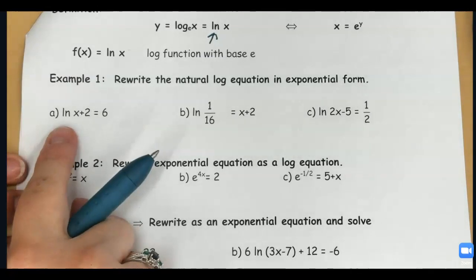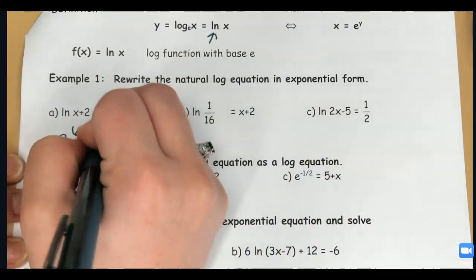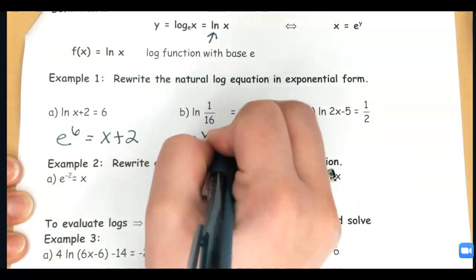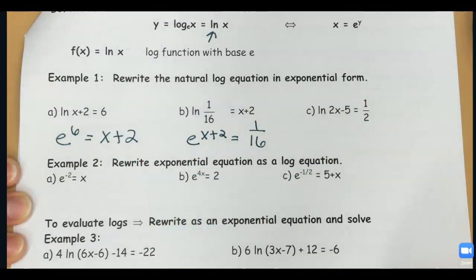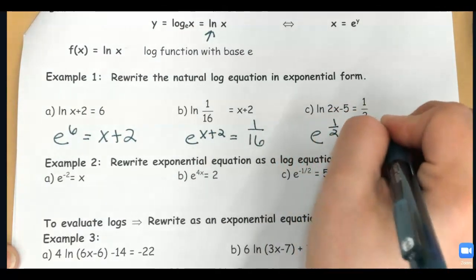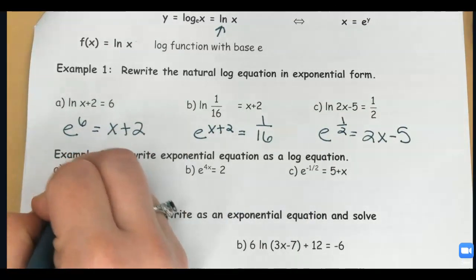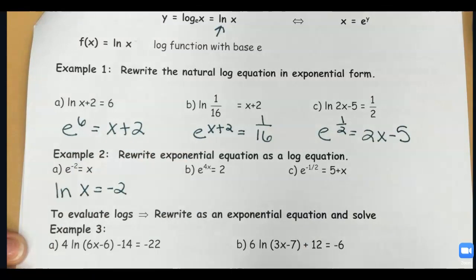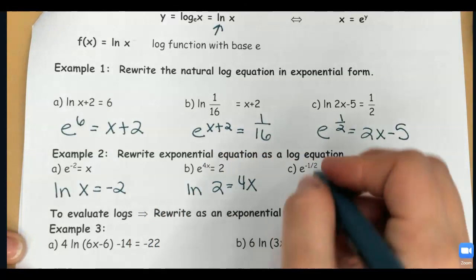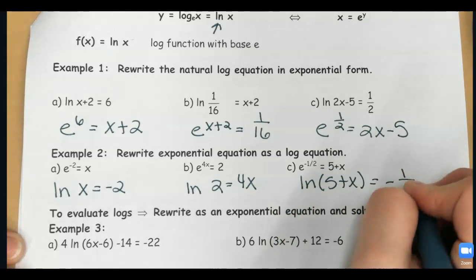Let's practice that first. Ln of x plus 2 equals 6. That means e to the 6th power is x plus 2. On B, this means e to the x plus 2 is equal to 1 over 16. C, e to the 1/2 power is 2x minus 5. Now let's do it the other way. e to the negative 2 equals x. That means the natural log of x equals negative 2. If e to the 4x is 2, that means the natural log of 2 equals 4x. And then on this last one, the natural log of 5 plus x is going to be negative 1/2.